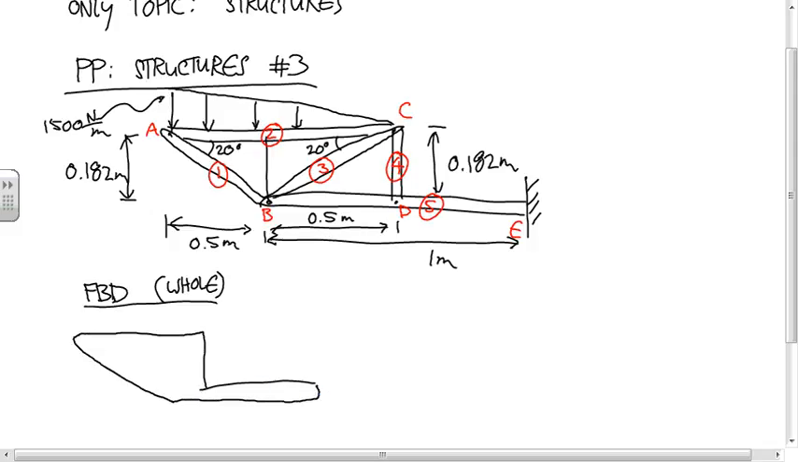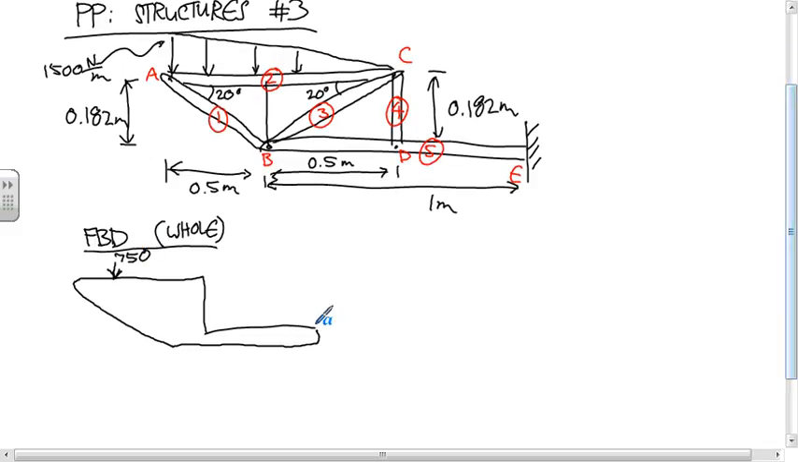There's the free body. There is a downward force acting from the distributed load. The magnitude of that: this whole length is 1, and the height of that triangle is 1,500. So 1,500 times 1 divided by 2, so yes, 750. And then over here, this is a fixed joint. So what loads are acting?